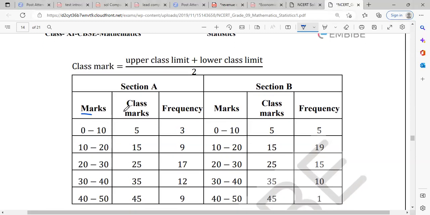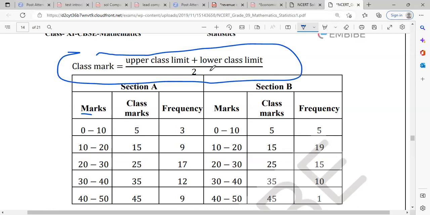For 0 to 10, this is the class mark. The formula is upper limit plus lower limit divided by 2. 0 plus 10 divided by 2. 0 plus 10 is 10, and 10 divided by 2 is 5. Similarly, every time you will make this class mark. Here also you will make a class mark.